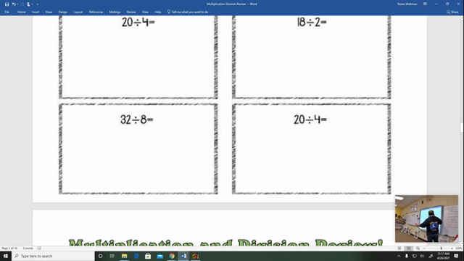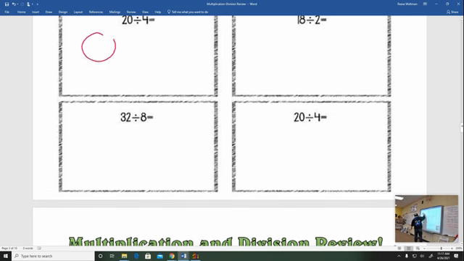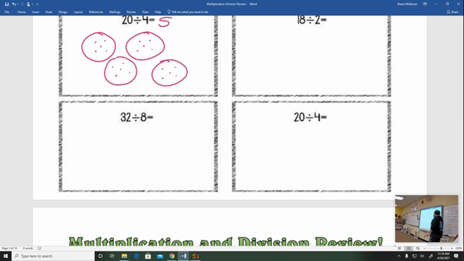How many groups should I have, guys? How many groups in this one? How many dots should I have in each one of those? 4. 5. Yeah, because 20 divided by 4 is what? 5. I count the dots up to 20. We hit 20. Chocolate chip cookies. Yes? There's another one of this problem.